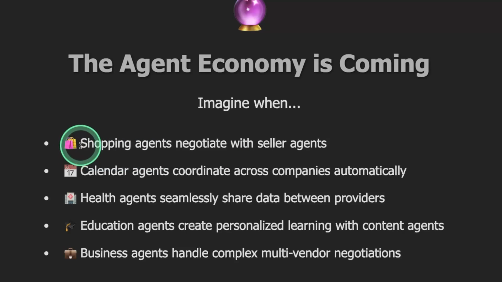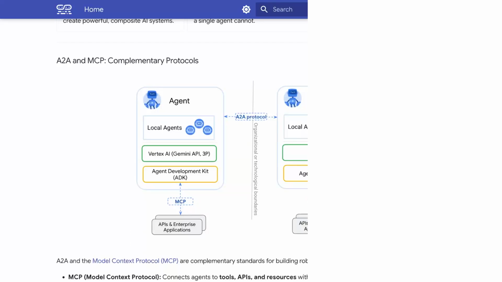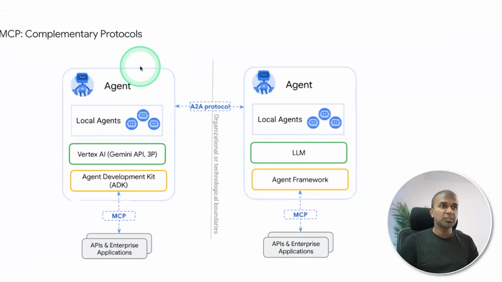Era for agents is coming. Shopping agents negotiate with seller agents. Calendar agents coordinate across companies automatically. Health agents seamlessly share data between providers. Education events create personalized learning with content agents. Business agents handle complex multi-vendor negotiations. This is what we see in the documentation of A2A as well. So you got the agent, and you can have any other agents or have MCP tools added to that. So it's talking to agent number 2 with a different LLM and agent framework.